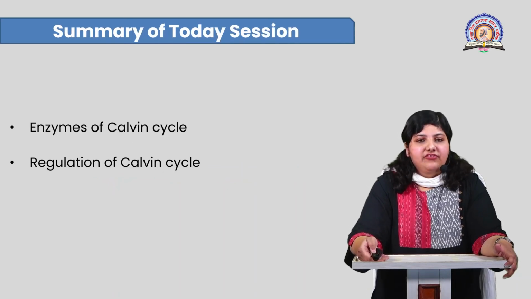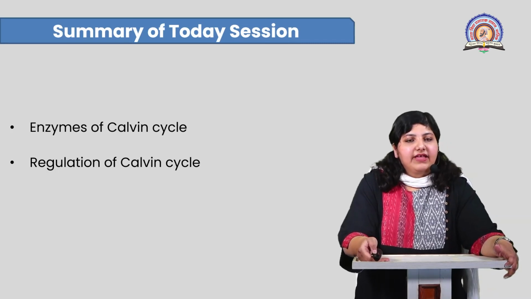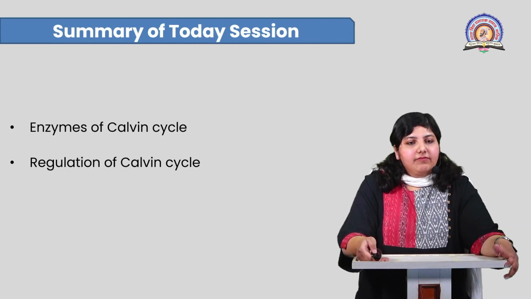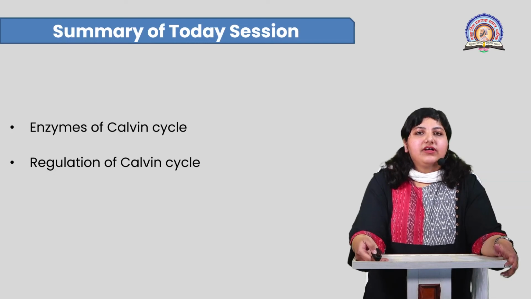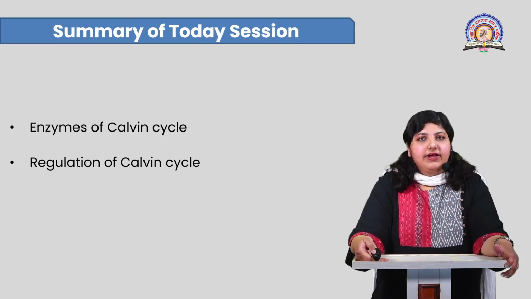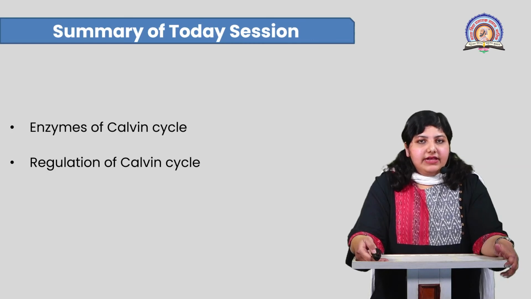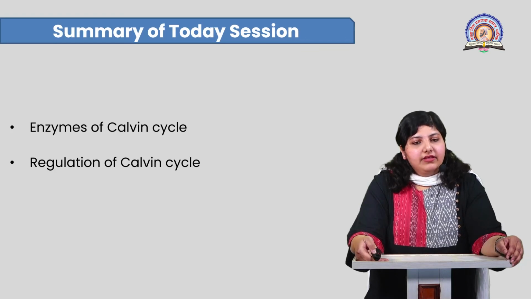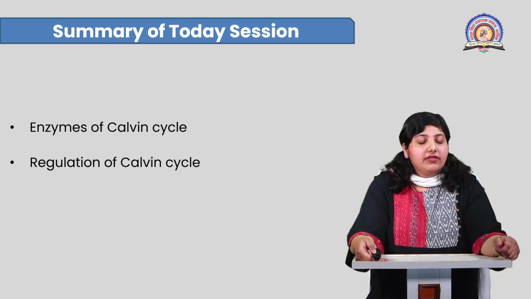The summary of today's session: we have seen the different enzymes of the Calvin cycle which are useful in the regulation of the Calvin cycle. We have seen 5 enzymes: Rubisco, NADP glyceraldehyde phosphate dehydrogenase, fructose 1,6 bisphosphatase, sedoheptulose 1,7 bisphosphatase, and ribulose phosphate kinase. So these 5 enzymes we have seen. The first enzyme is Rubisco. It is activated by the ATP dependent release of the inhibitors. We have also seen that there was a nocturnal inhibitor present in this enzyme, and that different ionic changes also activate the Rubisco enzyme.